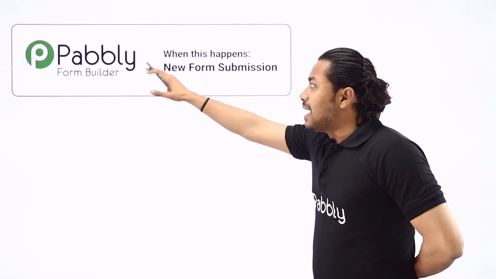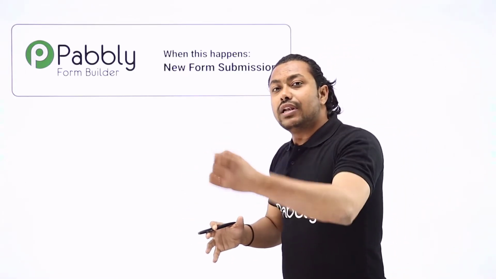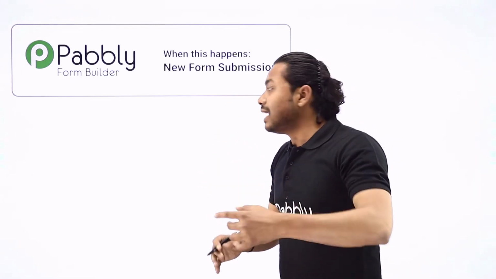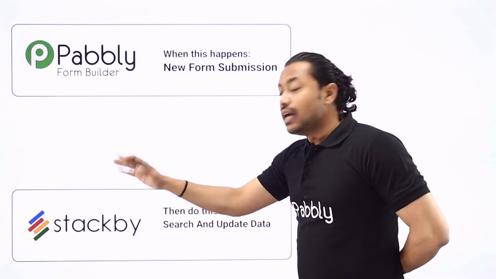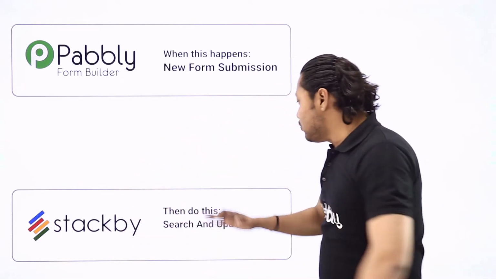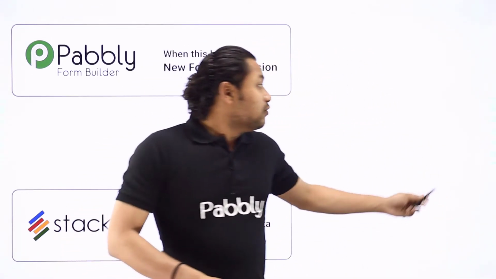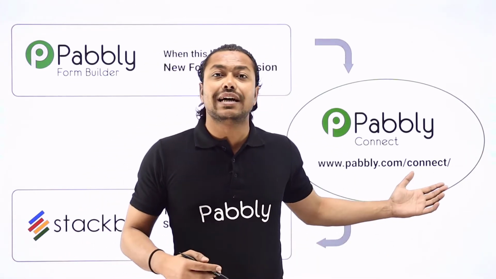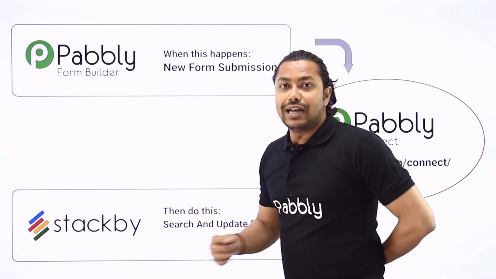through our Pabbly Form Builder, and I will show you how to make an ID form, and we will make the submission on that product ID form. After that, the details will be sent to the Stackby account and the rows will automatically be searched and updated according to the data. Now to do this automation, we are going to use an integration and automation software service, Pabbly Connect, which will help us connect Pabbly Form Builder and Stackby together.